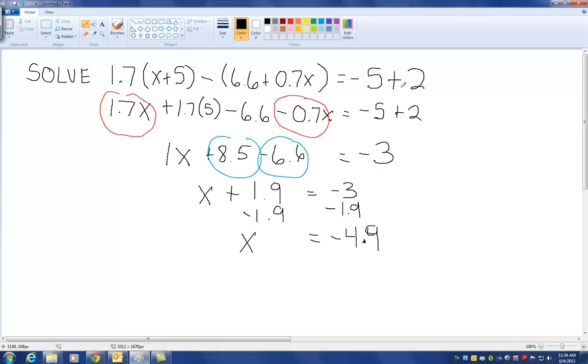Now, shame on me for not checking this in front of you, but if I put in -4.9 in for x, this ends up being 0.1 and this ends up being hard to figure out, but it ends up being where we need it to be. So there's our solution.